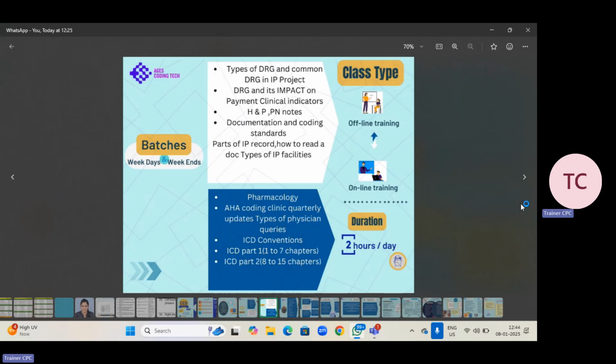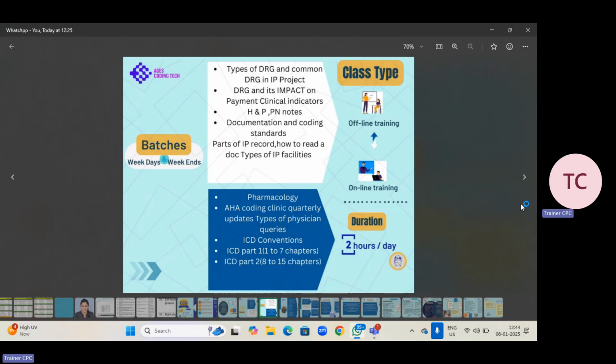So we will explain what the types of DRG are and how the DRG will affect the payment, because each DRG will have a separate amount. So how this DRG is affecting the payment: one will fetch you higher payment, one will fetch you very low payment, like that.